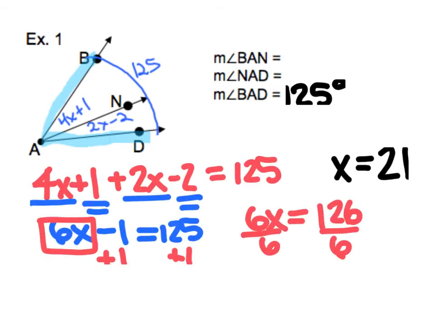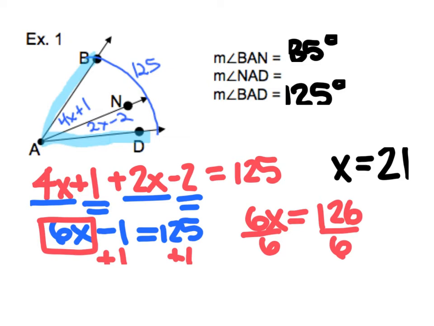We're not done because the question is not asking for the value of x. They actually want to know the measure of angle BAN and the measure of angle NAD. So what we have to do with this information is simply plug it into our problem. So 4 times x plus 1. We substitute in that x is 21, so we get 4 times 21 plus 1. And 4 times 21 is 84, plus the 1 gives us 85 degrees.